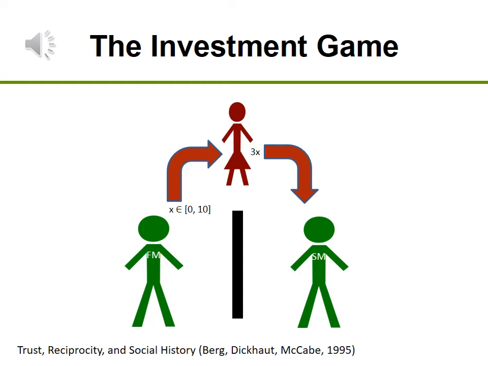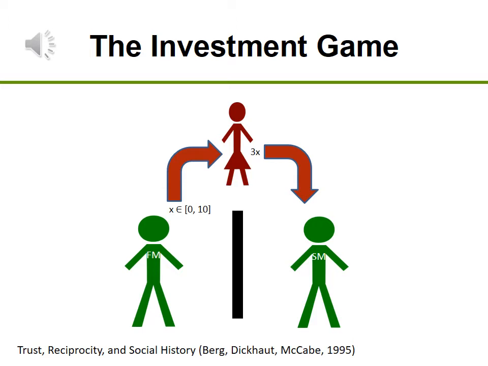Okay, so let's talk about the investment game. This is a game used by behavioral economists to look at how people interact with each other. This is the game you just played. There's a first mover, there's a second mover. You don't know who each other are. That's what the black line between signifies, that you can't see each other.